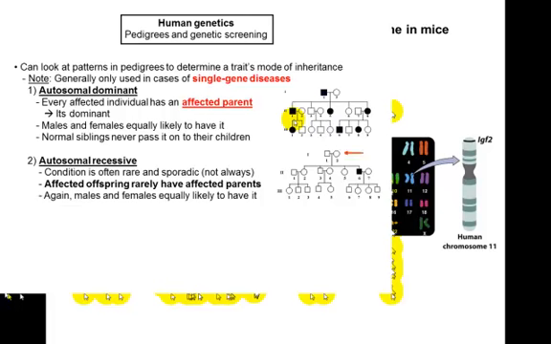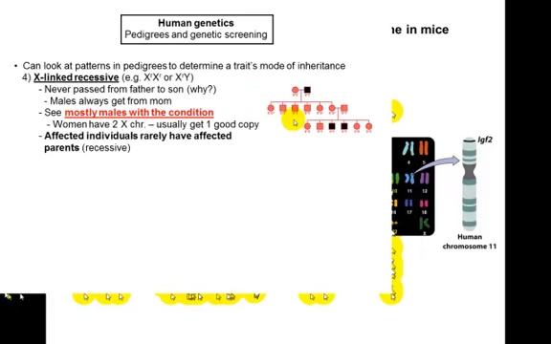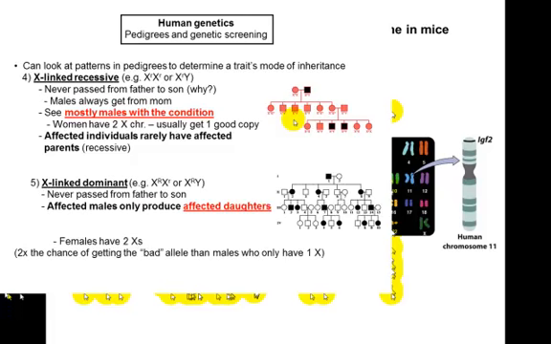Okay, autosomal recessive, autosomal dominant, and how is it showing up? Okay. Recessive, we just covered that. X-linked dominant, we just covered that as well.